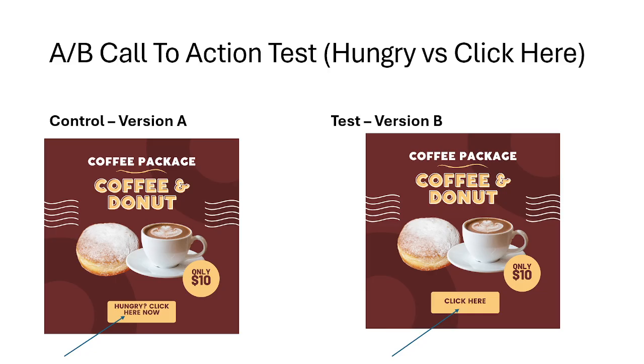When you're doing an A/B test, you can only test one element at a time. If I'd also changed the price point here, and I had one ad outperform the other, I wouldn't know if it was from the price point or a change in the call to action. So let's look at one more.